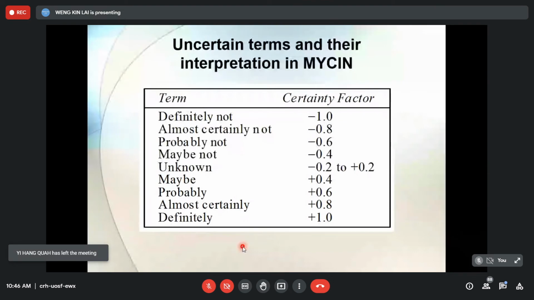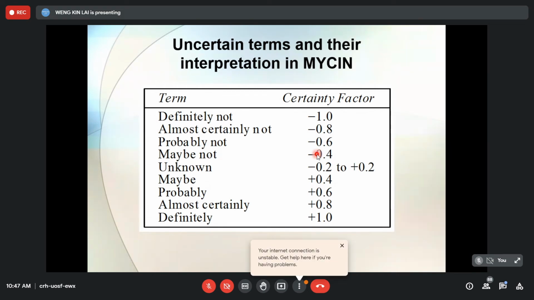Okay, now in this particular system, MYCIN, there are certain factors assigned to those uncertain terms. Let's start with the top here, which is negative, which is definitely not. If you use the word definitely not, that means you don't have that problem, so we assign a value of -1. The system will ask you to select any of these. At the back, you assign a certain factor, CF, to your answer. Are you feeling feverish? Then you say definitely. I think this is something we see in your MySejahtera: are you feeling feverish? Do you have cough? Do you have headache and things like that? If you say definitely not, the system will assign a certainty factor value of -1.